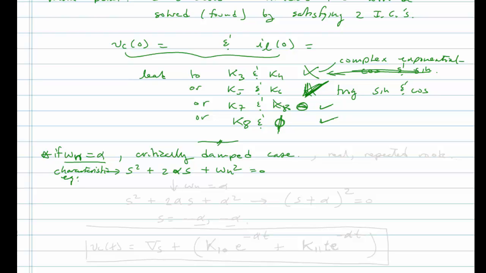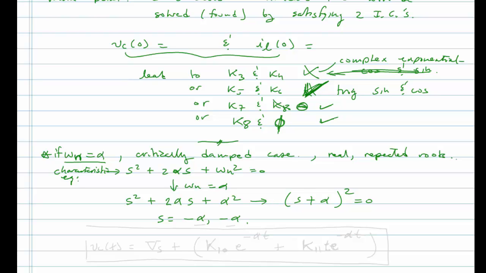Okay, so in the case where we have alpha equal to omega n, then we really have this characteristic equation, s squared plus 2 alpha s plus alpha squared, and that can be factored into s plus alpha squared. Right? So the roots then become minus alpha and minus alpha. So we have real repeated roots.